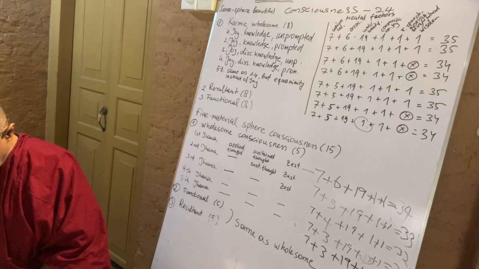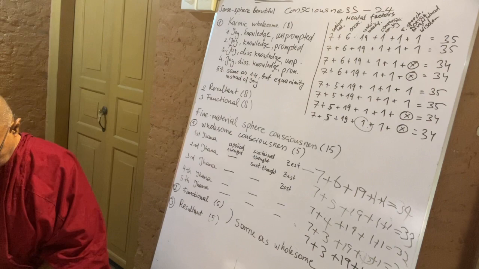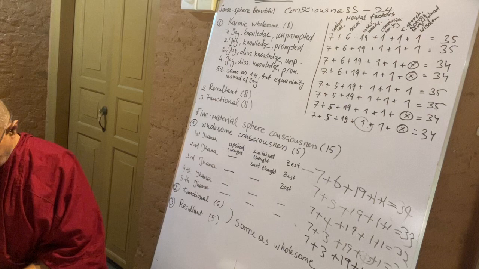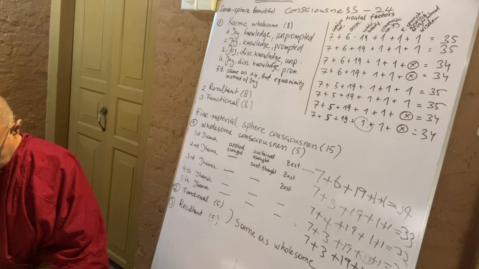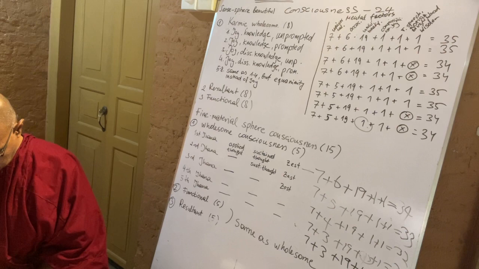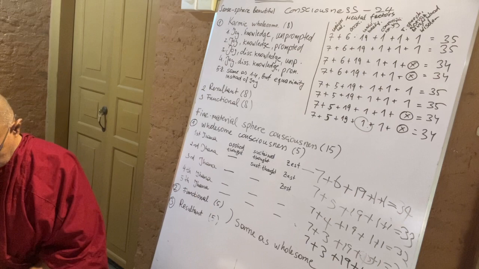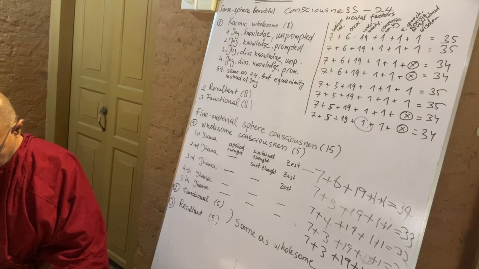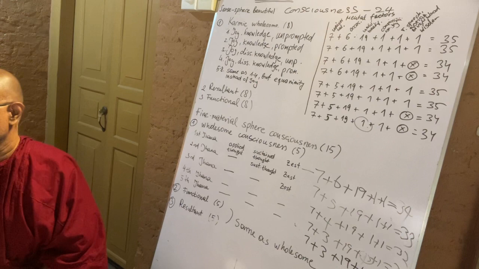Trainees who develop jhanas within this life itself, their corresponding results arise only in the fine material world, in the beings who have been reborn there as a consequence of developing jhanas. The five functional jhana cittas are experienced only by arahants who attain the jhanas. Yes, when arahants practice the same jhanas, we call those consciousness functional consciousness.